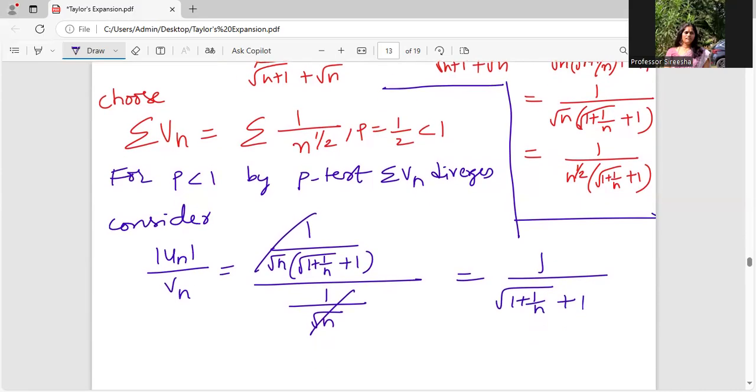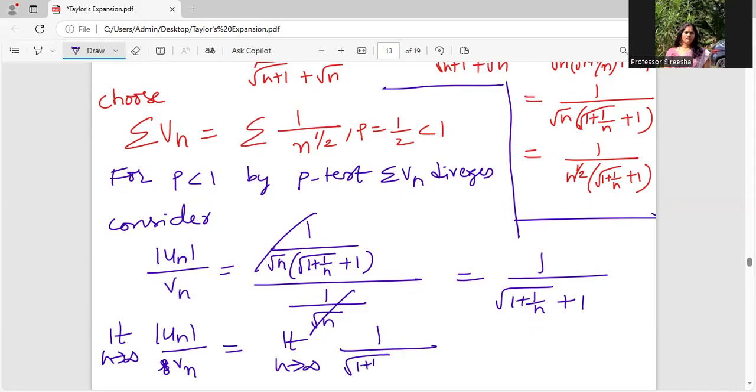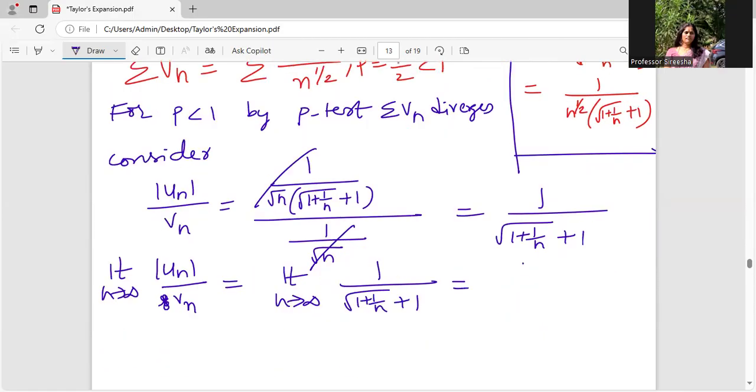Now apply the limit n tending to infinity. See what happens. Mod un by mod vn. No, mod un by vn only. un doesn't need a mod. It's not an alternating series. So limit n tending to infinity: I will have 1 by under root of 1 plus 1 by n, plus 1. 1 by n, as n tends to infinity, goes to 0. So 1 by under root of 1 plus 0, plus 1.